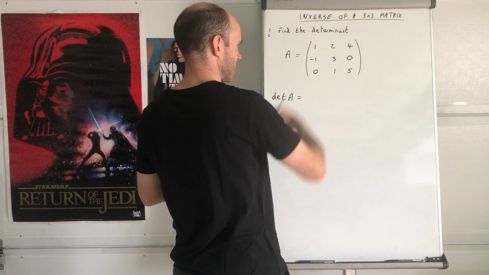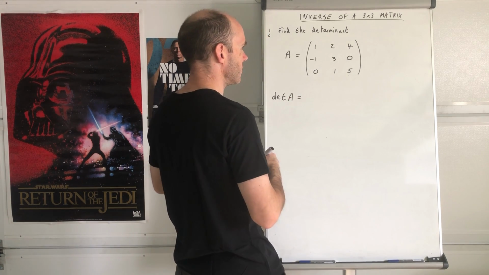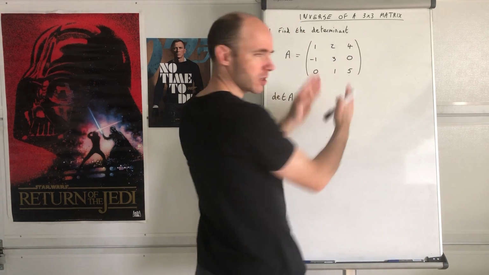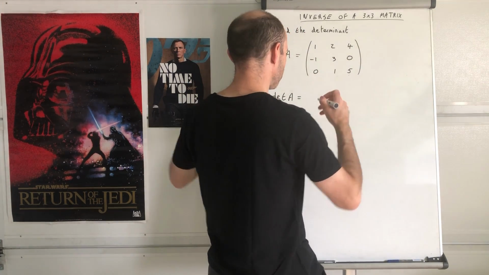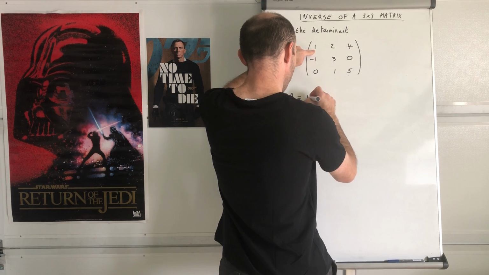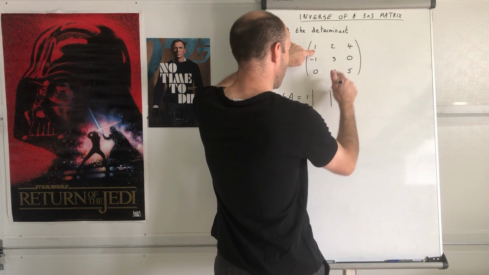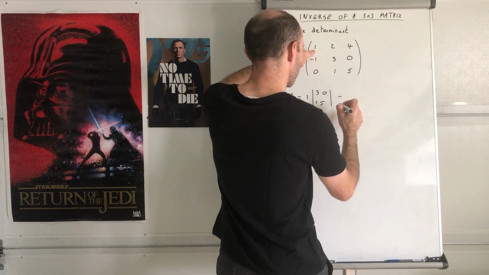So the determinant of this. If that's what matrix A is, then the determinant is going to be that, but with the modulus brackets. I'm not going to write it again, just to save board space. It's going to be 1, let's put the 1 there, multiplied by the determinant of 3, 0, 1, 5. There we go. And then subtract all that.